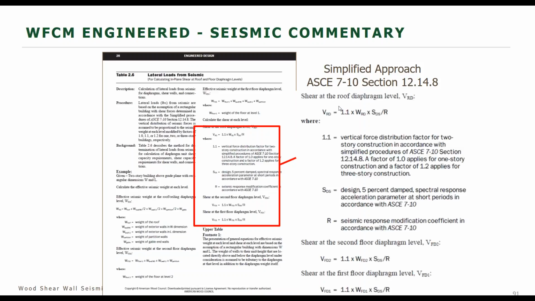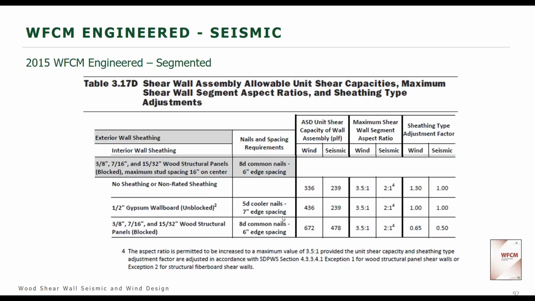And this is just a blow up to show you where the equation comes from, straight from ASCE 7 12.14.8, which states that V sub RD, and this is just for the roof diaphragm, is equal to 1.1. That's the vertical force distribution factor for two-story. Then the weight, and then the S sub DS, divided by your seismic response modification coefficient. So if you want more information, it's in the commentary.